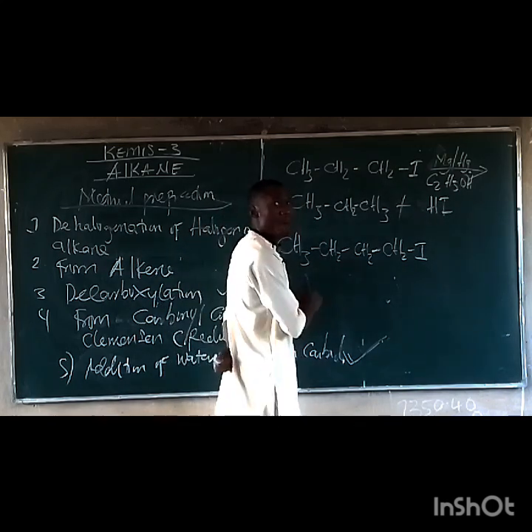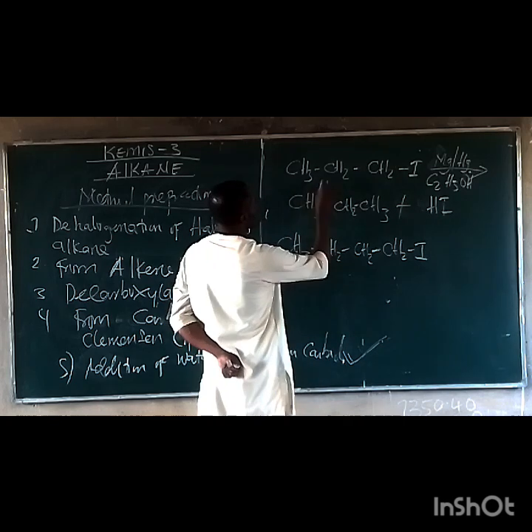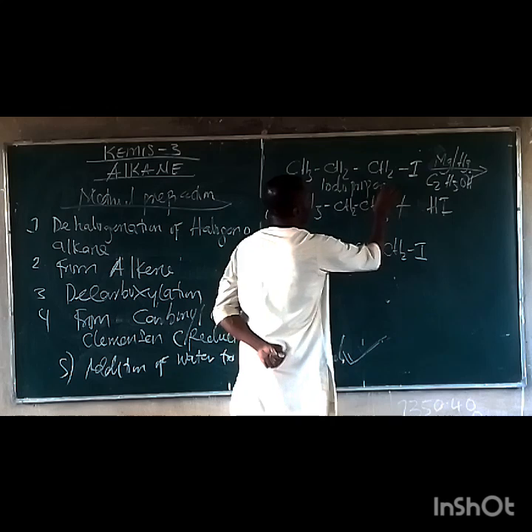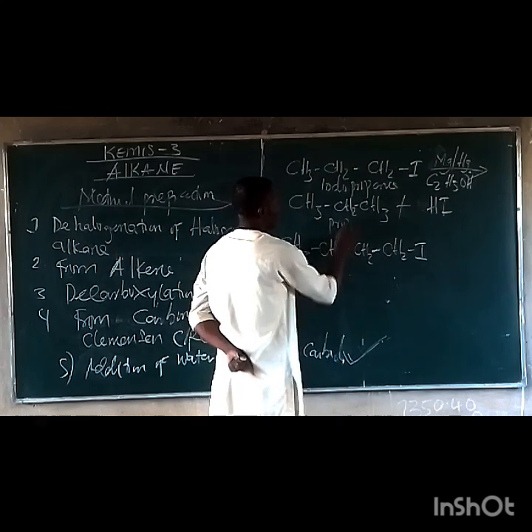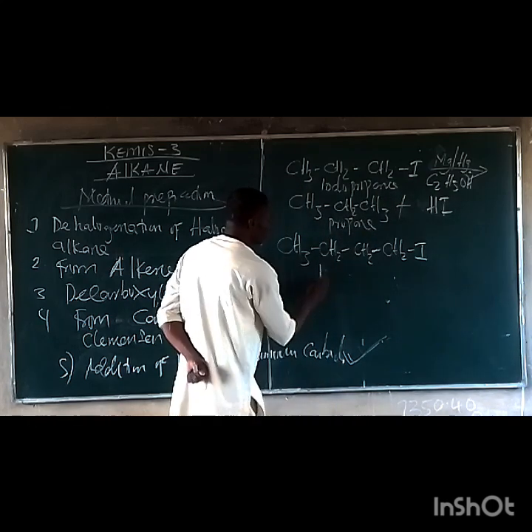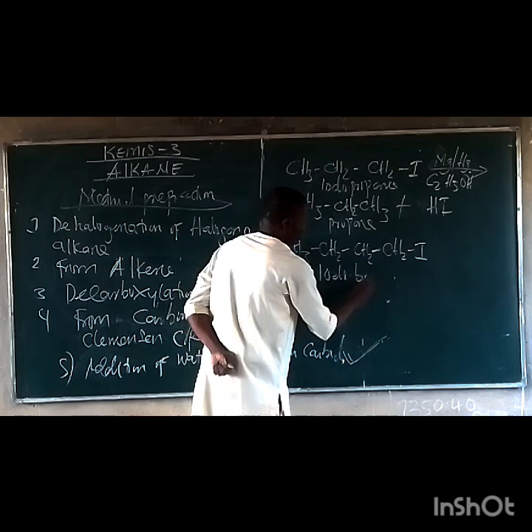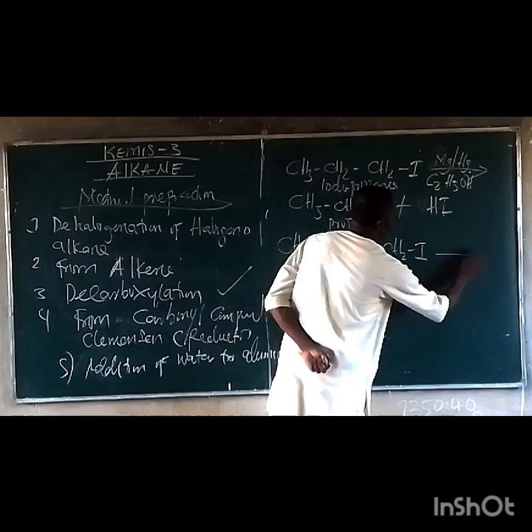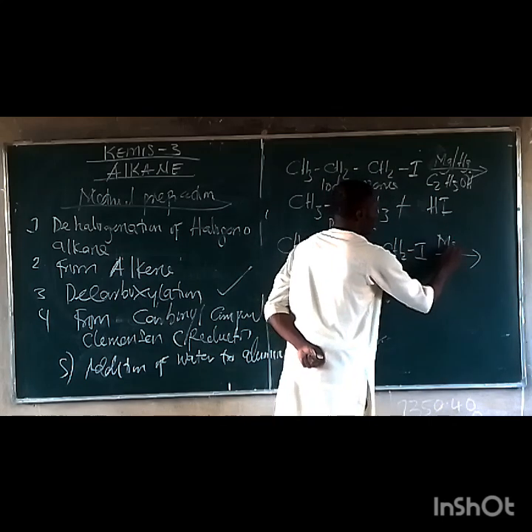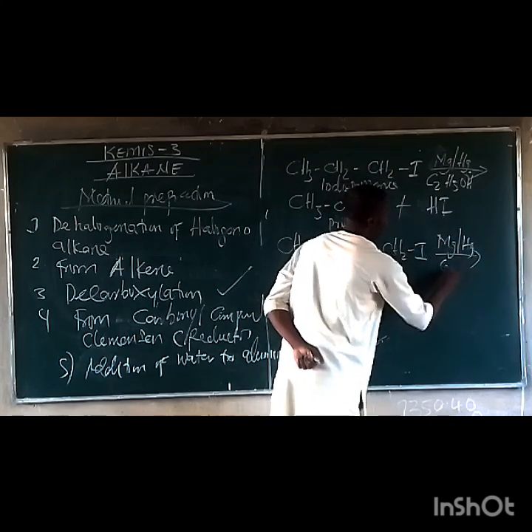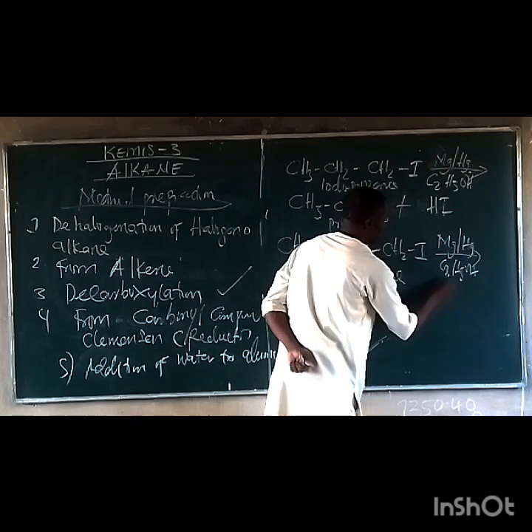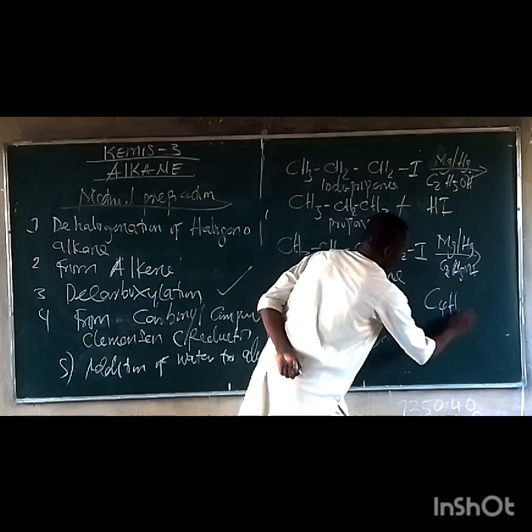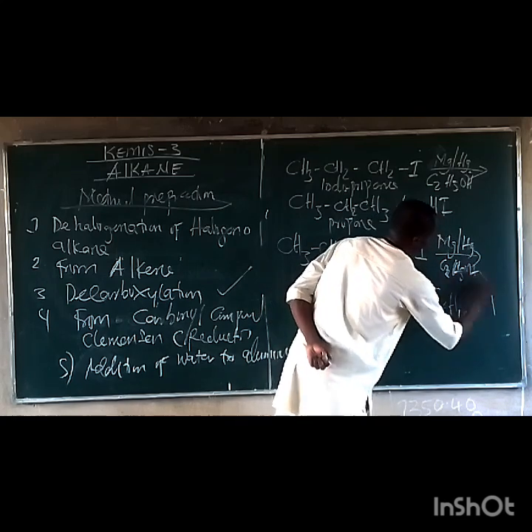This is iodobutane, and it gives us butane. Remember, this is iodobutane, and with the magnesium amalgam and C2H5OH, which is ethanol, it's going to give me butane, C4H10, plus hydrogen iodide.